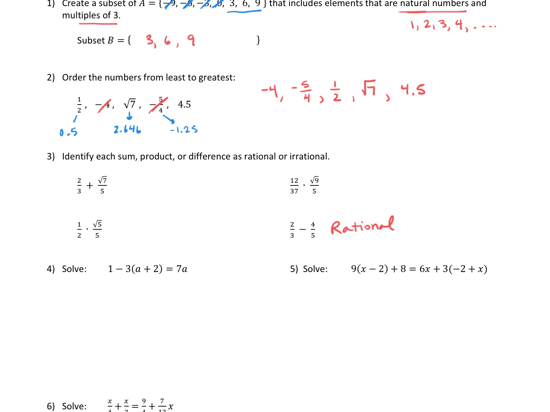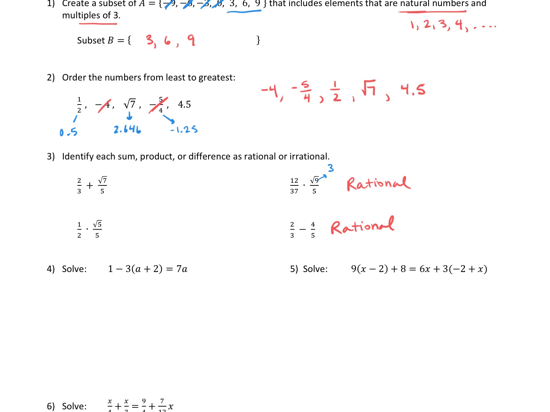All right, now I want to point out this one up here. This is a multiplication problem. So 12 over 37 is rational. Now this square root of 9 over 5. The square root is a little bit suspect, but if we think about what is the square root of 9, the square root of 9 is actually 3. So this fraction we could write as 3 over 5. So there's a rational number. If we take a rational number times another rational number, then that product will also be rational.